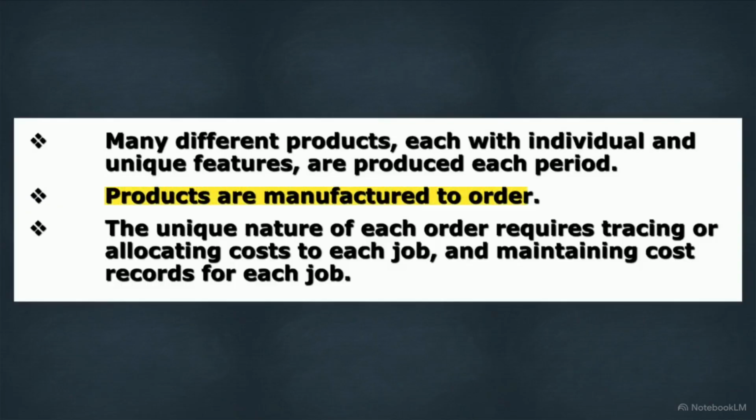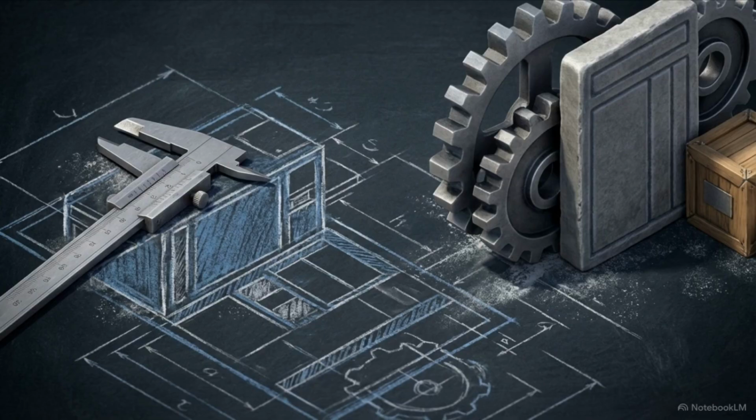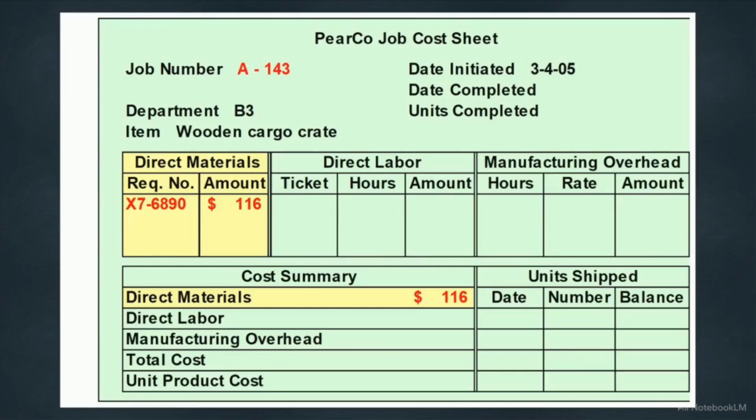If products are manufactured to order, you cannot simply divide total costs by total units. A custom manufacturing environment requires a completely different accounting architecture to isolate the economic consumption of specific individual production runs. This document is the primary ledger for that environment, the PARCO job cost sheet.